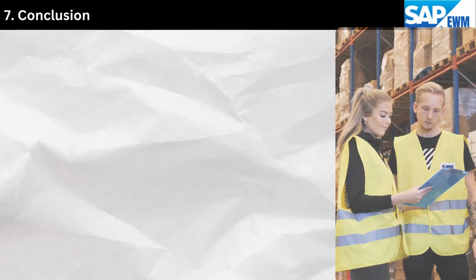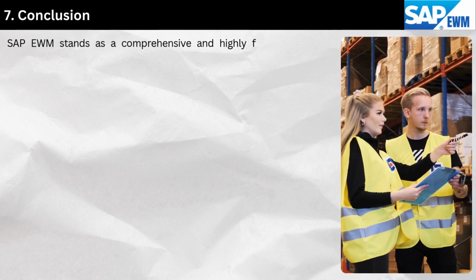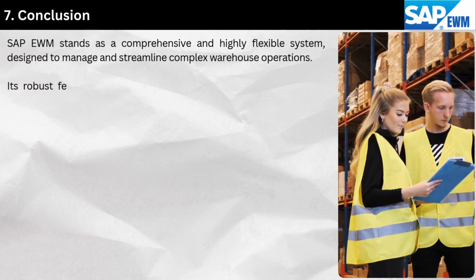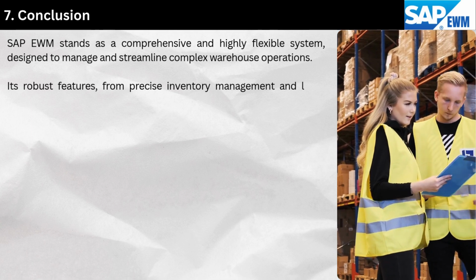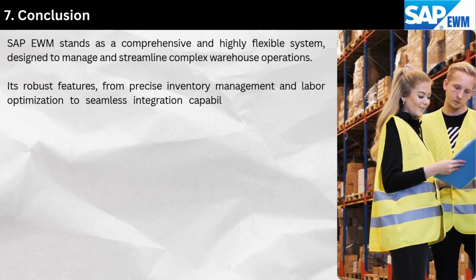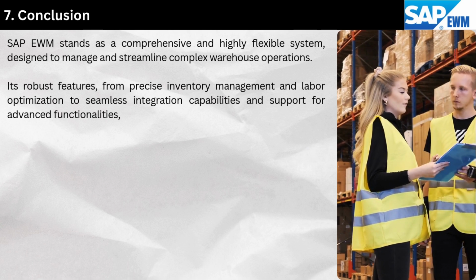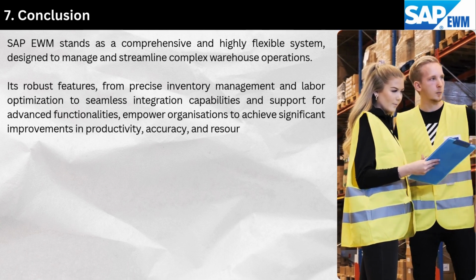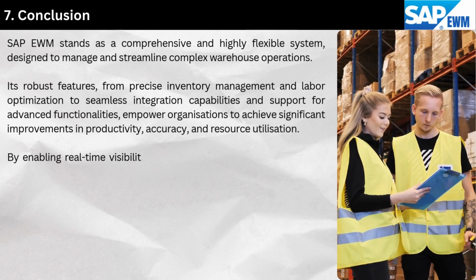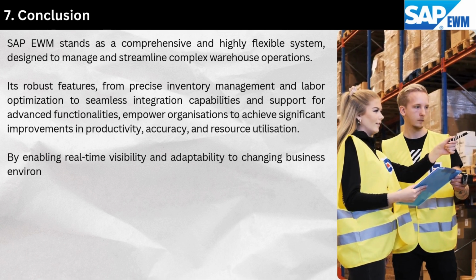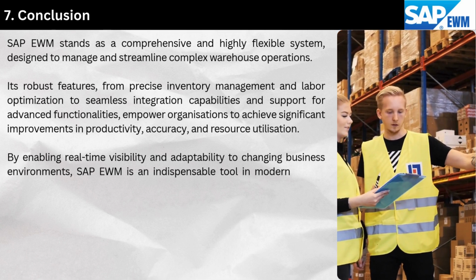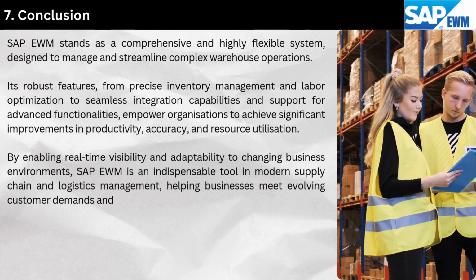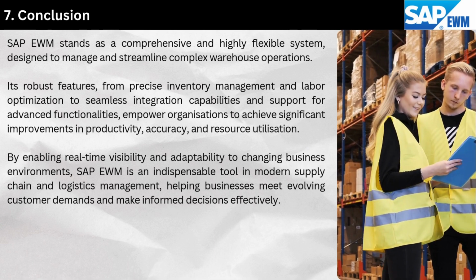7. Conclusion. SAP EWM stands as a comprehensive and highly flexible system designed to manage and streamline complex warehouse operations. Its robust features, from precise inventory management and labor optimization to seamless integration capabilities and support for advanced functionalities, empower organizations to achieve significant improvements in productivity, accuracy, and resource utilization. By enabling real-time visibility and adaptability to changing business environments, SAP EWM is an indispensable tool in modern supply chain and logistics management, helping businesses meet evolving customer demands and make informed decisions effectively.